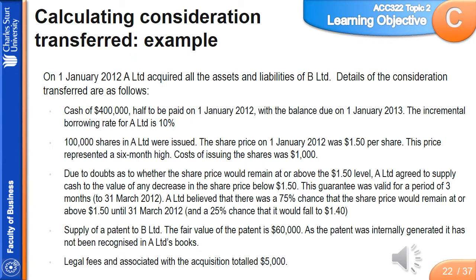And then the last point here says that legal fees and associated costs with the acquisition totaled $5,000. So that one would be considered an acquisition related expense. So let's have a look at this a bit more on the next slide now and calculate the answer.